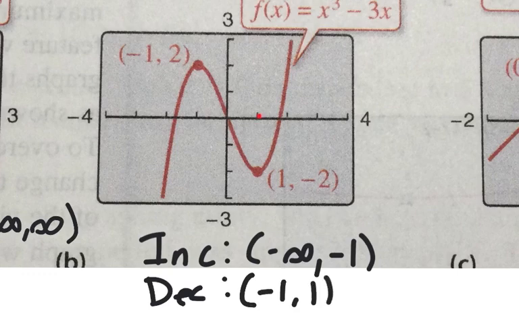And then what's it doing? Increasing from 1 until forever. So we're going to put a union here and say it's increasing from 1 until forever. So it's increasing from negative infinity to negative 1 and from 1 to positive infinity.